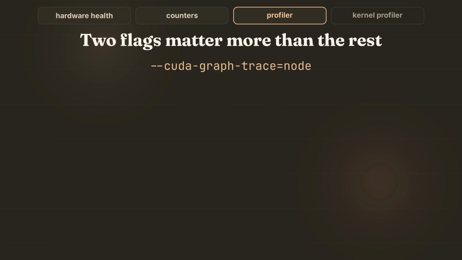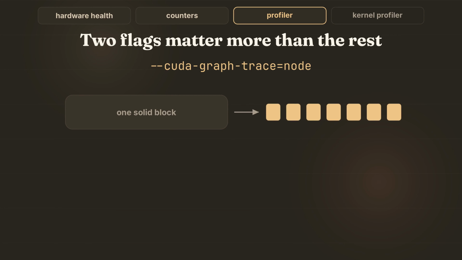And 2 flags here matter far more than the rest. The first is the CUDA graph tracing setting, and we want that set to node. A CUDA graph is a sequence of GPU jobs captured once and replayed as one submission, and both vLLM and TensorRT-LLM capture your decode step that way by default. And the profiler will record that graph as one item unless you ask otherwise. So without the flag, the whole decode step arrives as one solid block with nothing inside it. And there's nothing you can learn about decode from it.